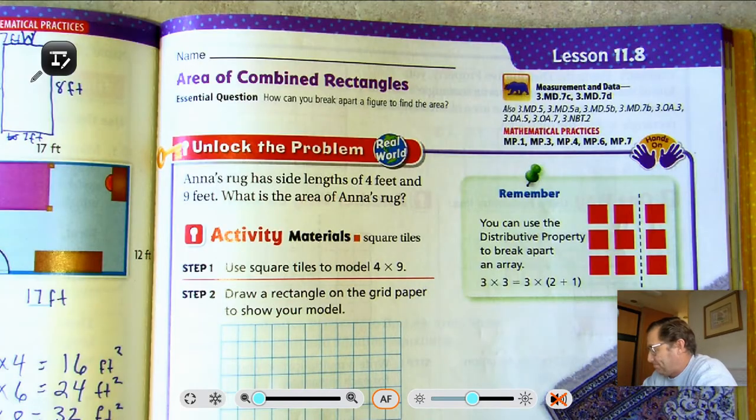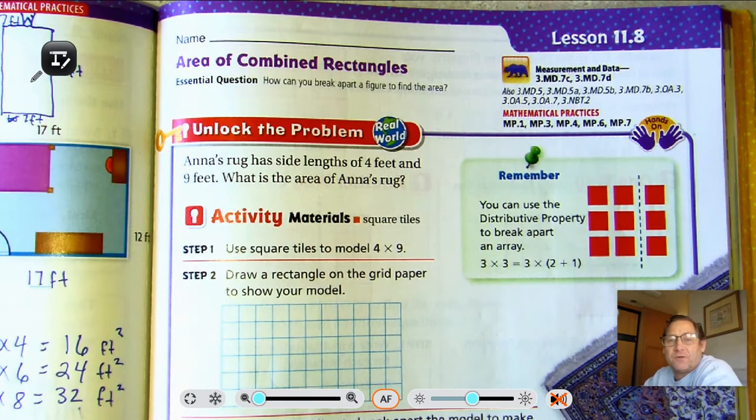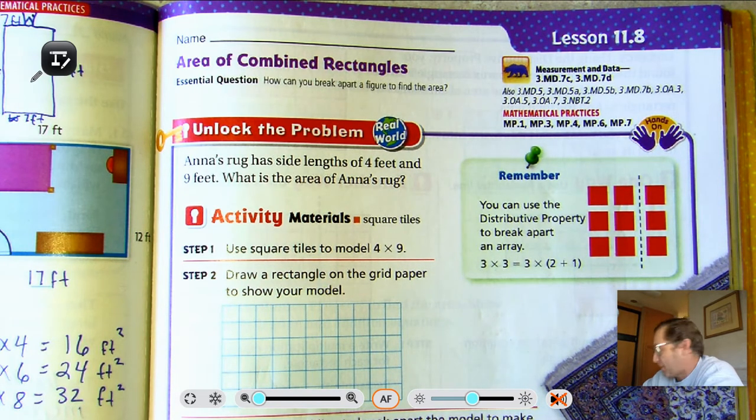Hello, everybody. All right, so today we're just going to discuss area of combined rectangles. We're on lesson 11.8 on page 483 of the third grade Go Math textbook. Our essential question that you should be able to answer at the end of the lesson is, how can you break apart a figure to find the area?